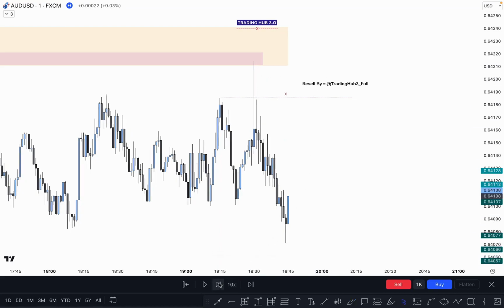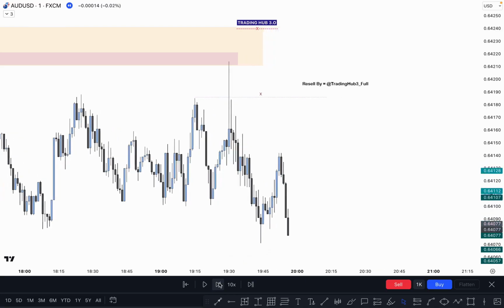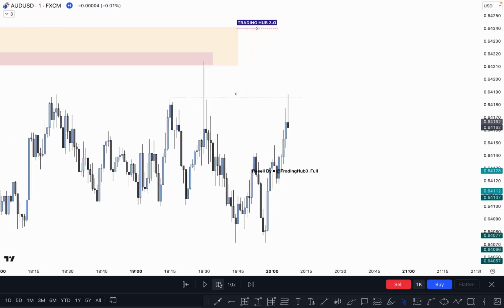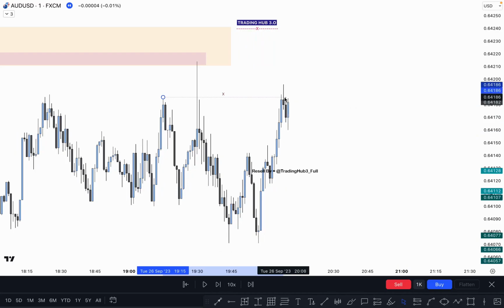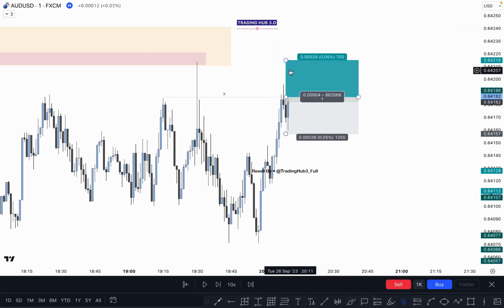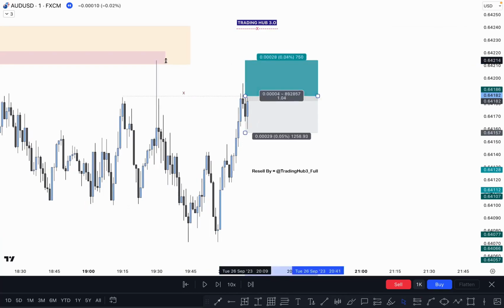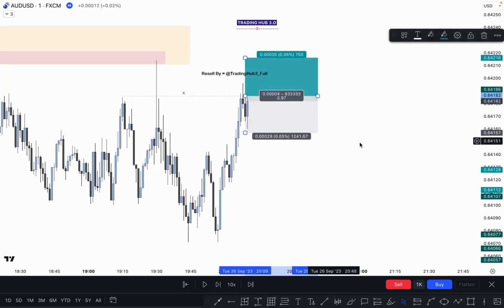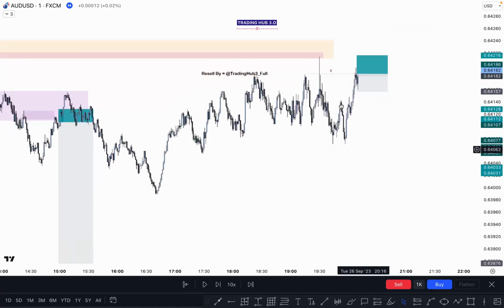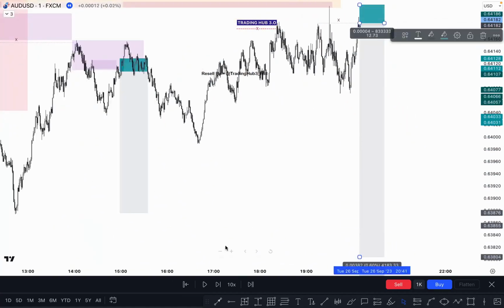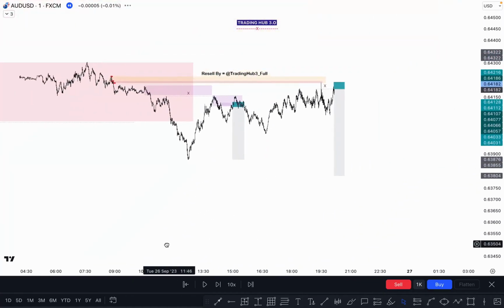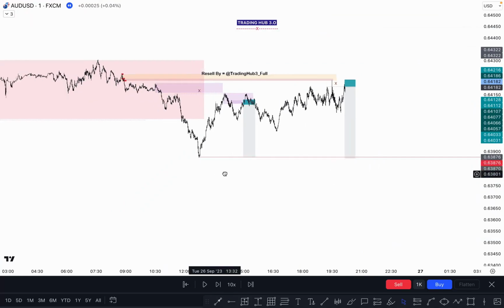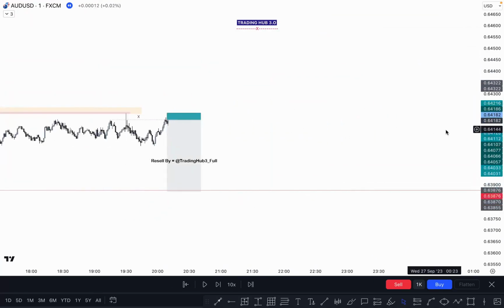So let's see what happened next after this, and you have to wait for it to mitigate this hidden POI which was right here. Simply you can take the decision here for this sell. Where is the stop loss? Just above it, almost a 3 pip stop loss. And where is the target? The target is the main low. So this one is our target, this one is our entry, and this one is our stop loss.